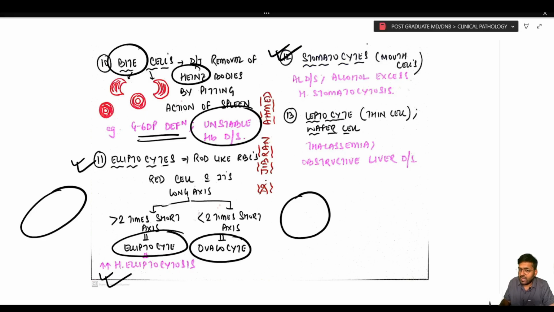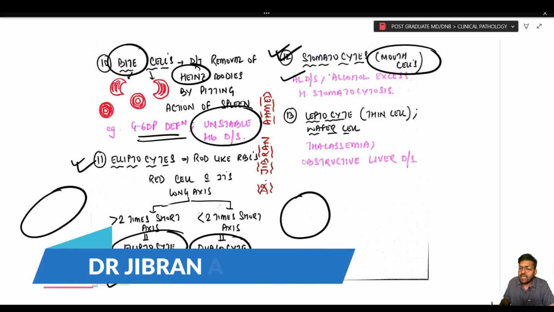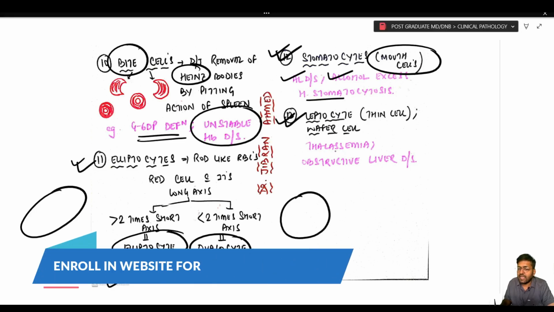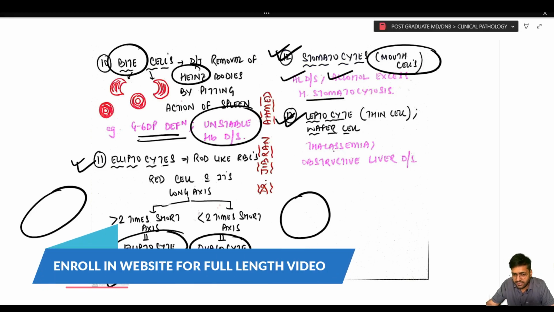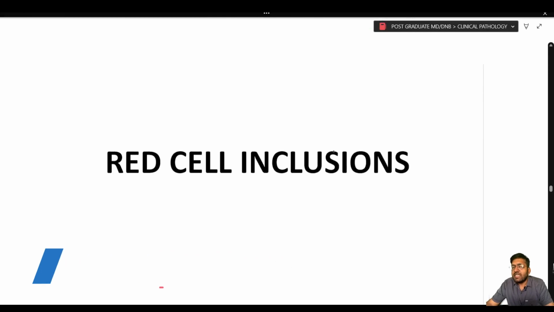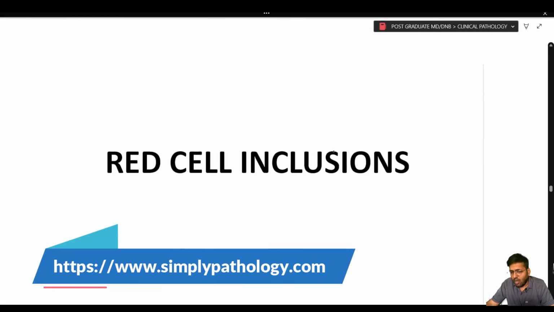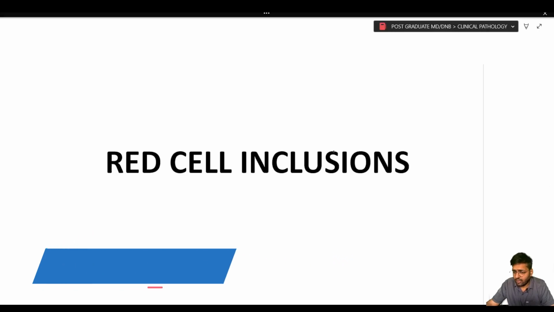Then we have stomatocytes, which are also called mouth cells. They occur in alcoholic liver disease, alcohol excess or hereditary stomatocytosis. Then we have leptocytes. These are thin cells or wafer cells seen in thalassemia or obstructive liver disease. So with this we have completed the discussion on the red cells with abnormal shape. Now we are going to discuss the red cell inclusions.